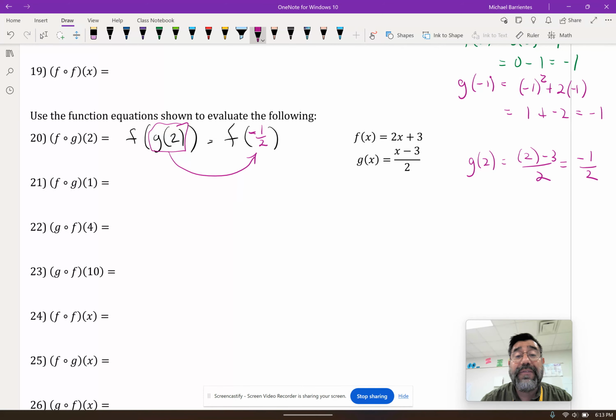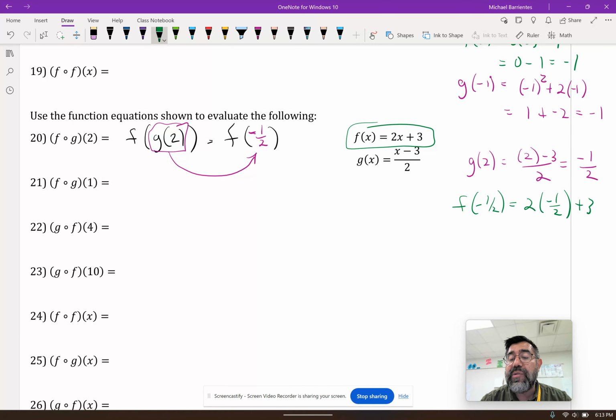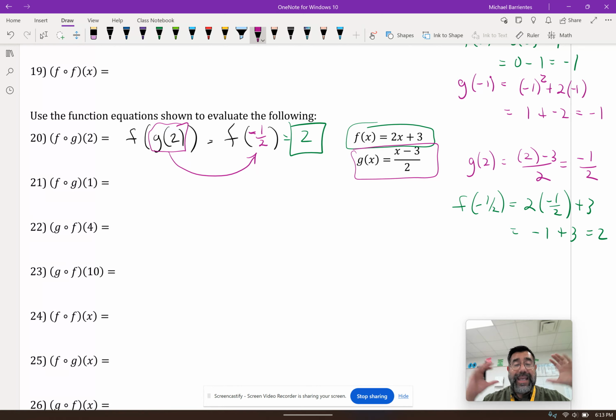If you want to write it as -0.5, you can. I'm going to leave it as a fraction because now I'm going to use the f rule, and I'm going to find f of -1/2. Well, that's 2 times your x coordinate plus 3. 2 times -1/2 is -1 plus 3, that's +2. And so my final answer here is +2. Again, inside first, get an answer, use that answer as the inside to the next function.